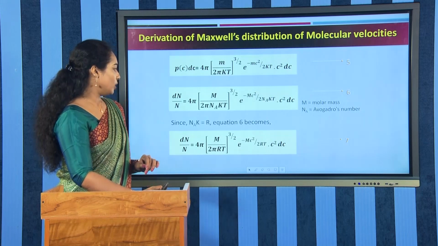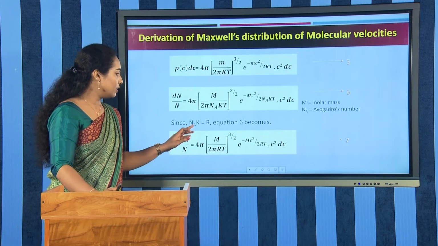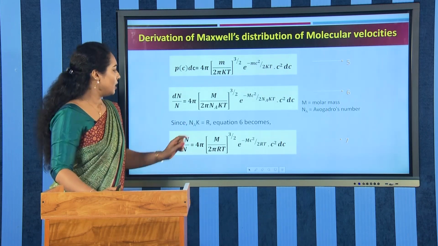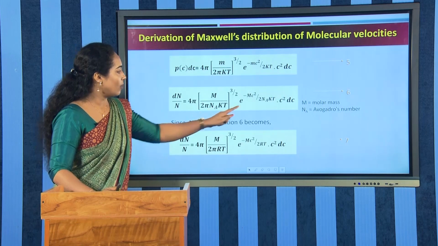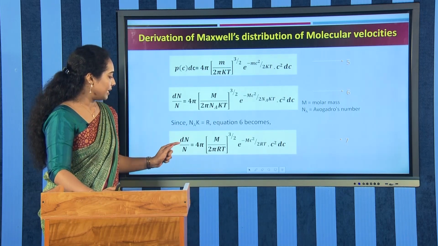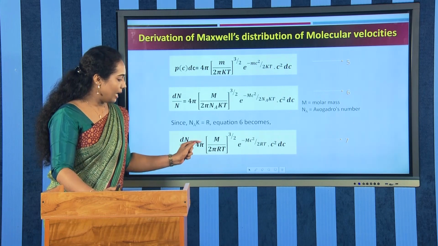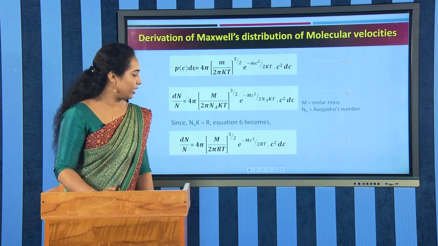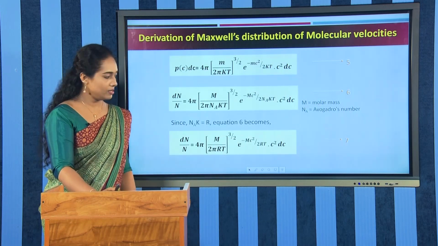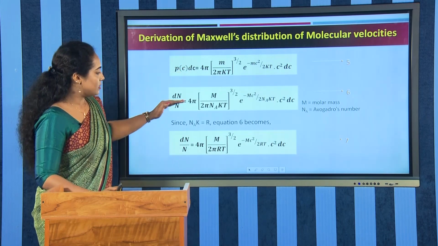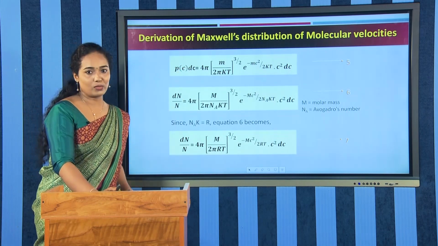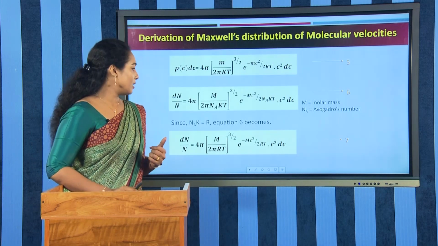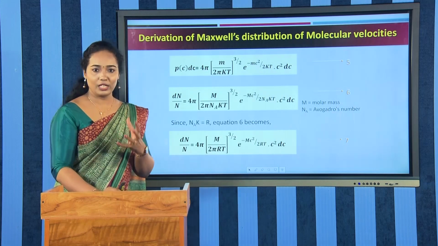And also we know that Avogadro number into Boltzmann constant k is equal to the real gas constant. So, I can replace now with this Nak and over here also with R and get dn by n equal to 4 pi m divided by 2 pi RT raised to 3 by 2 e raised to minus mc square divided by 2 RT into c square dc. Actually, these 5, 6 and 7 are the different mathematical forms of Maxwell's distribution of velocities for a gaseous system.